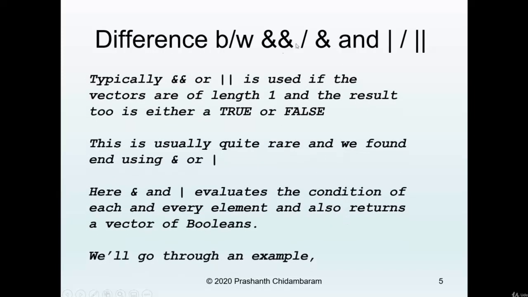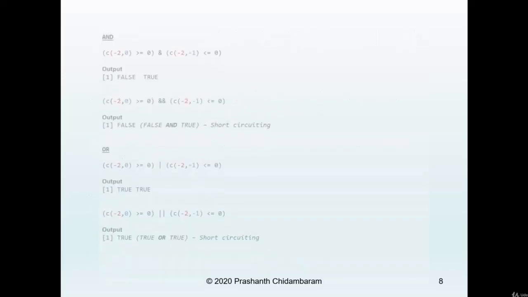Now, the difference between the double ampersand, single ampersand, the double vertical line and the single vertical line for the OR statement. Typically the double ampersand or the double vertical line for the OR is used if the vectors are of length 1 and the result is either a true or a false. This is actually quite rare, and we found using the single AND or the single OR better. The single AND or single OR evaluates each and every element inside the condition and also returns a vector of booleans. We'll go through this with an example.